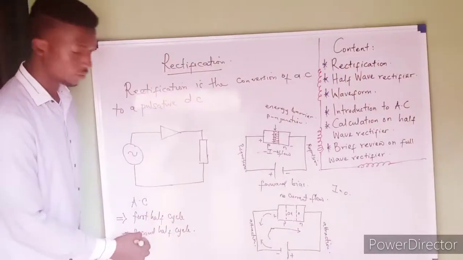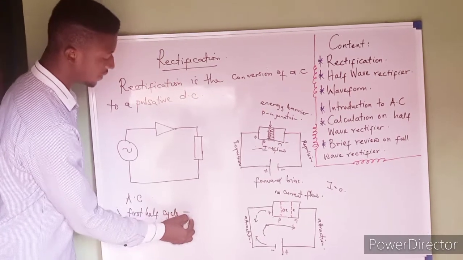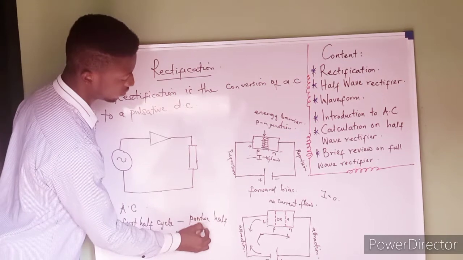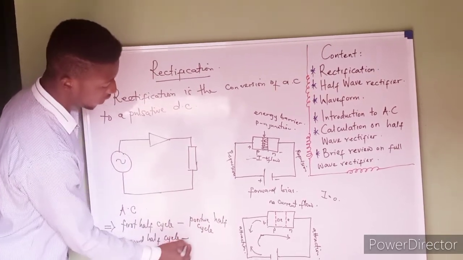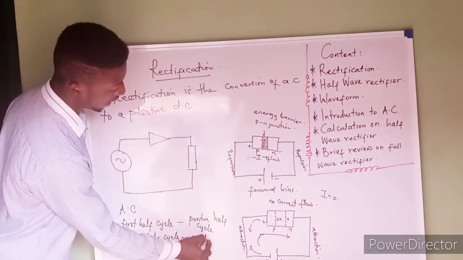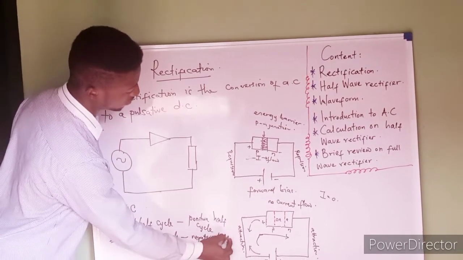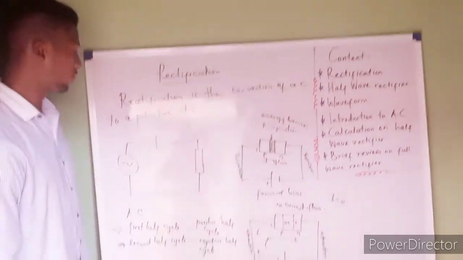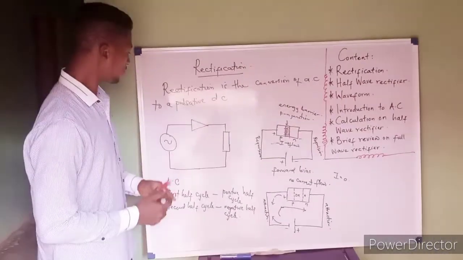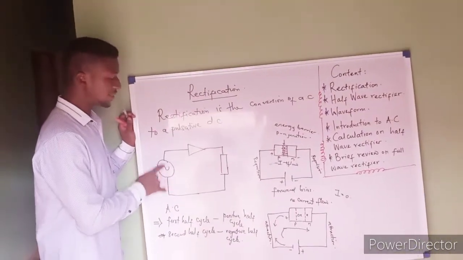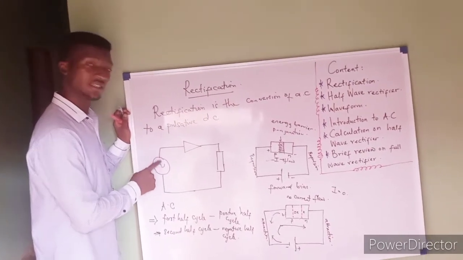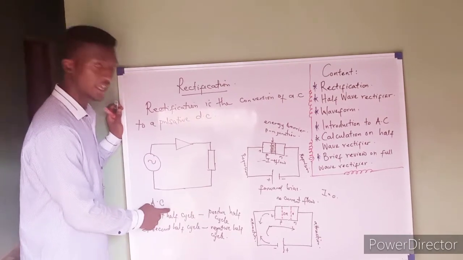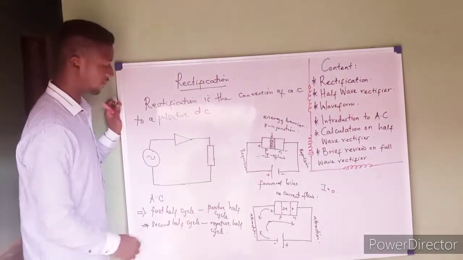This first half cycle is also known as the positive half cycle, and this other one is called the negative half cycle. Why is it so important to know? You'll get to understand now. Meaning that as this sine wave, this AC, is used here, it will be having the positive half cycle and it will be having the negative half cycle.